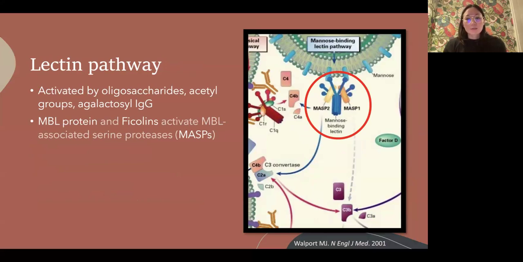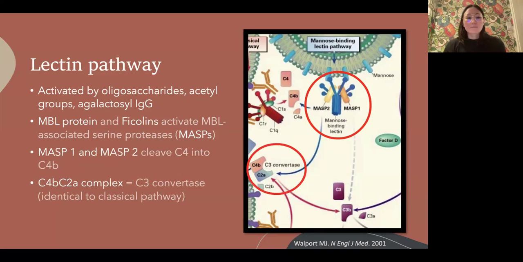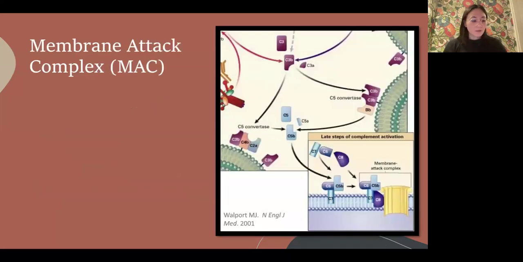So you have the mannose binding lectin, and then you have these things called MASPs, MASP1 and MASP2. And these are activated by the MBL protein and things called ficolins. And then MASP1 and MASP2 will cleave your C4. And then you'll end up with actually the same complex that occurs in the classical pathway, the same C3 convertase. And then that leads you to the terminal pathway.